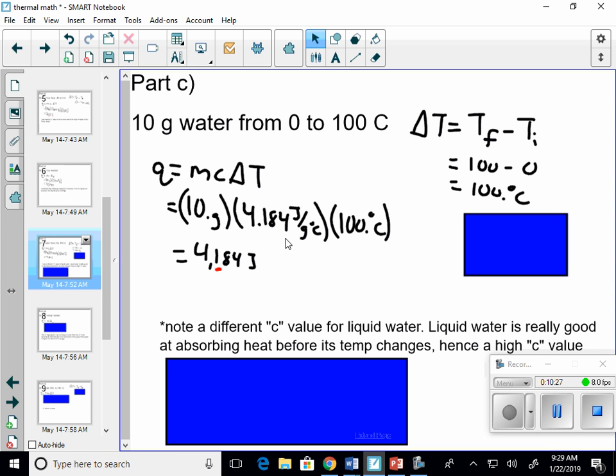Underneath the calculation, I leave a little note that this C value is higher because liquid water is really good at absorbing heat. Again, it's something I discussed with my students a fair amount on one of those last days. Quite frankly, that's one of the reasons why your body temperature is able to regulate itself pretty well, is that high heat capacity of liquid water.